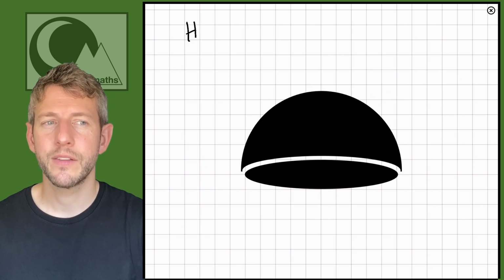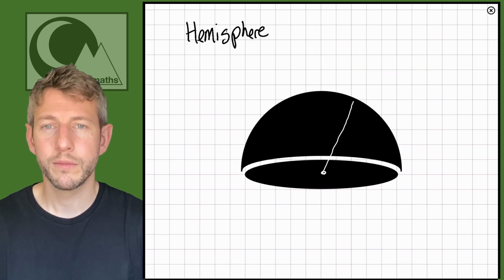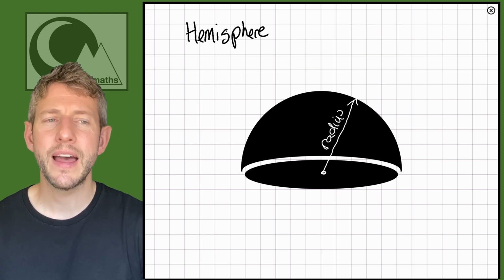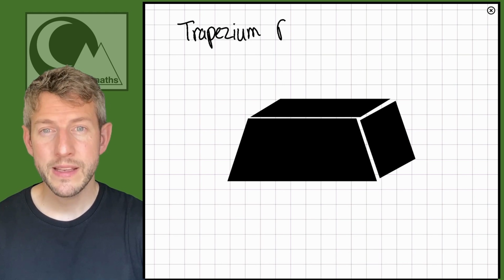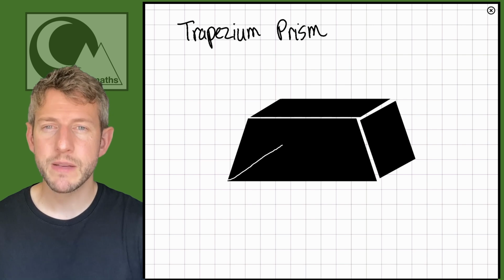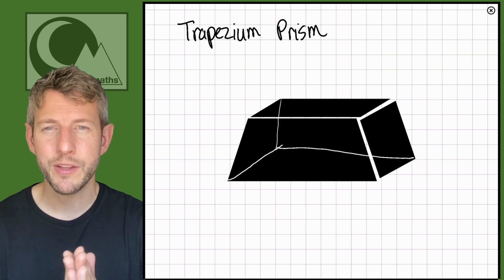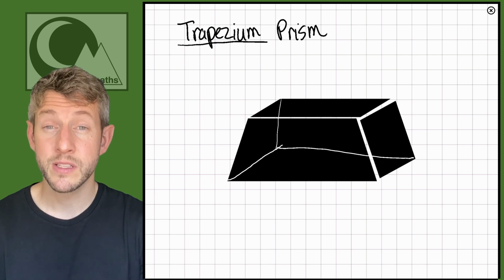Shape 8. This is a hemisphere, okay? So this is half of a ball. If you think about that, it's been cut perfectly in half. And then this shape here we've got is a trapezium based prism, okay? So it's a prism, remember that word prism means it's a 3D shape that's the same shape all the way through. And this one just happens to start with the trapezium.